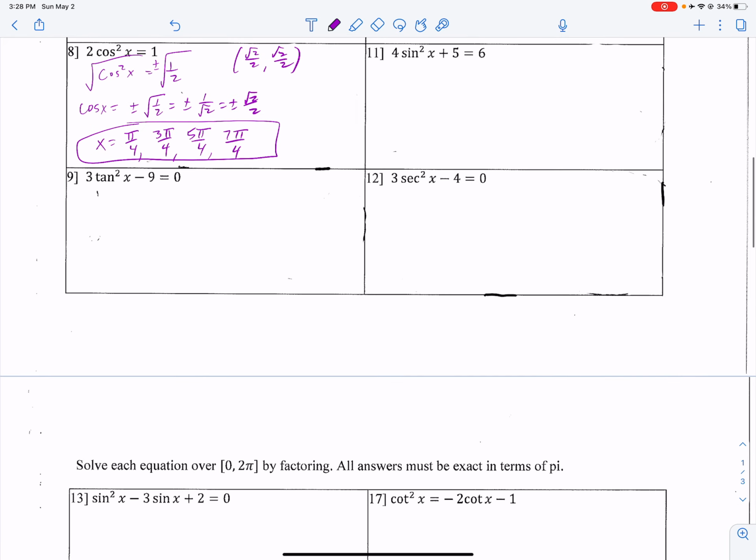Number 9, solve for tangent. So start by adding 9 to the other side, divide by 3. And then take the square root of both sides and you get plus or minus. So I want all the places where tangent of x is plus or minus the square root of 3. And you need to remember that tangent is y over x. So what ordered pair gives you where you have root 3 over 2?